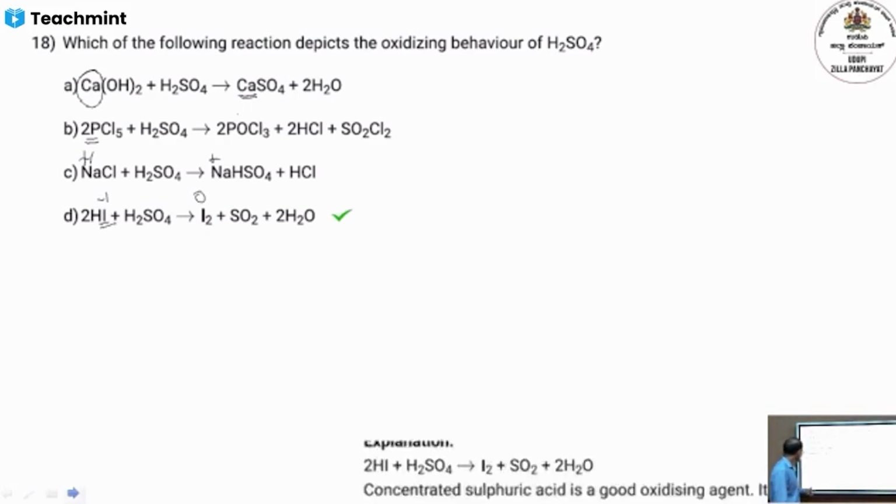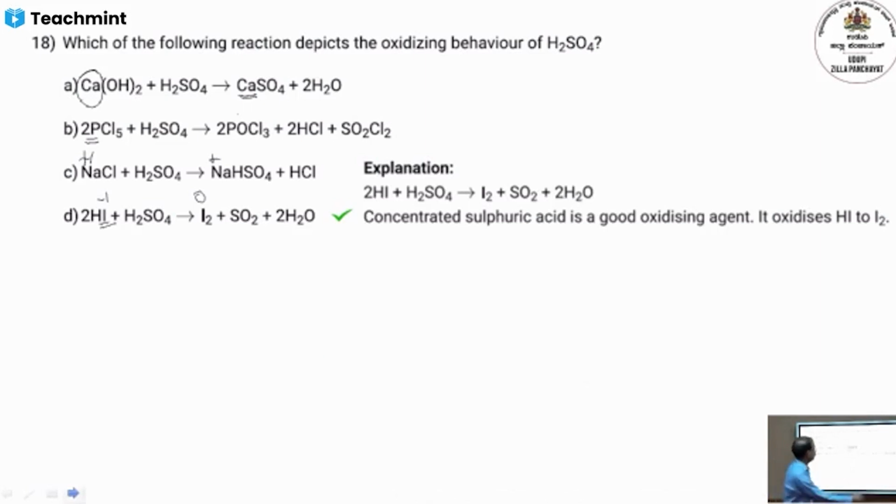So the reaction goes like this: hydrogen iodide with sulfuric acid gives iodine plus SO2 plus H2O. So this is the reaction.